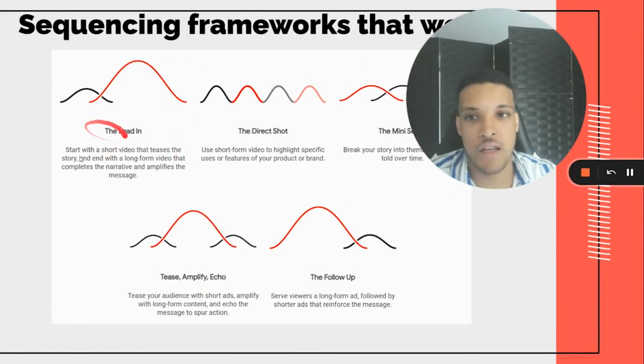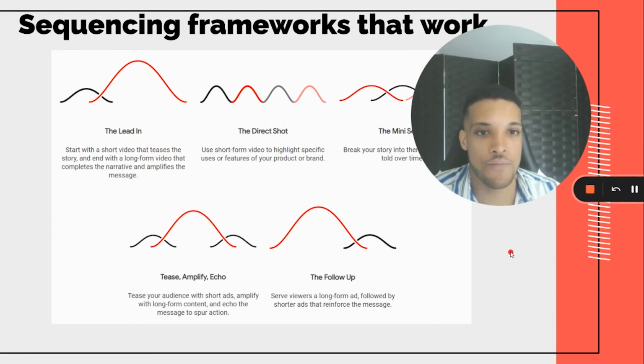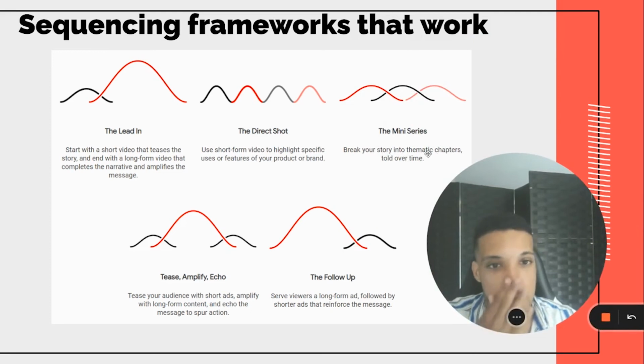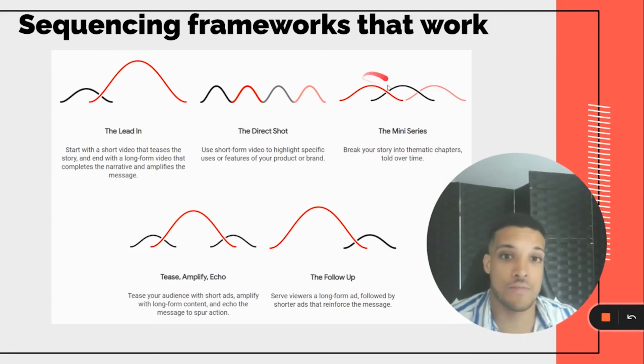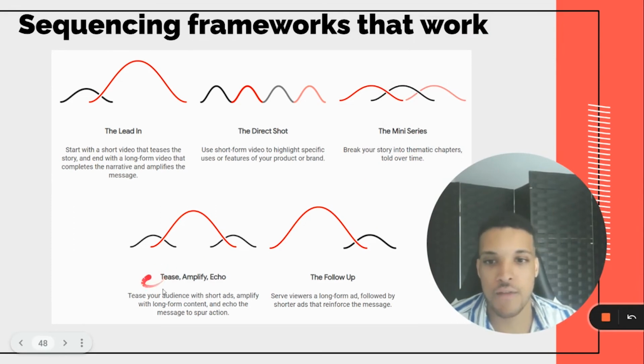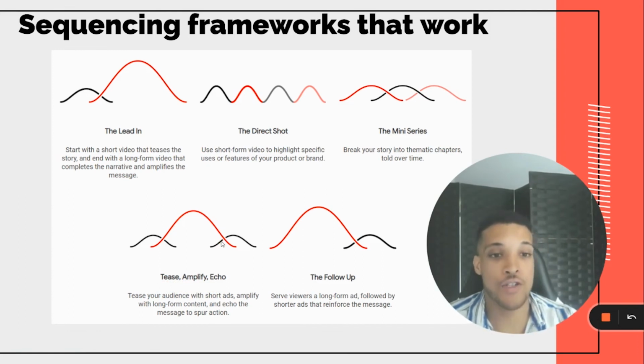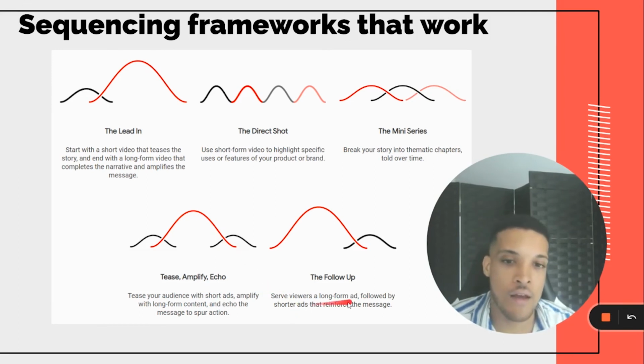So you can see here the lead in. You start with a short video that teases the story and then have a long form video. Then here the direct shot, so you can have multiple highlights of your brand in this sequence. Then you can have a mini series, so break up your story into bite-sized 30-second videos. Then you can have a tease, amplify, and echo, which has a short teaser to your story, then the entire story, and then a reminder. And then here you can have a long form ad and then just a reminder. So these are different sequence frameworks that you can use in Google's Creative Suite.